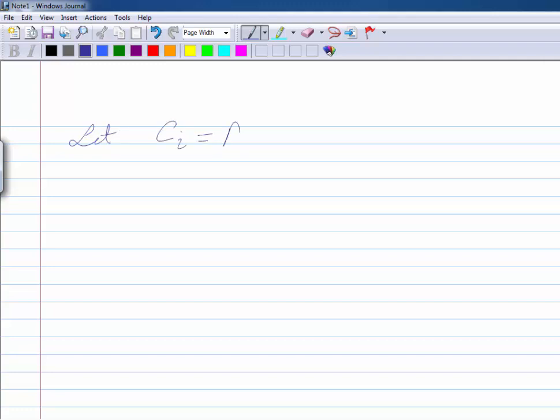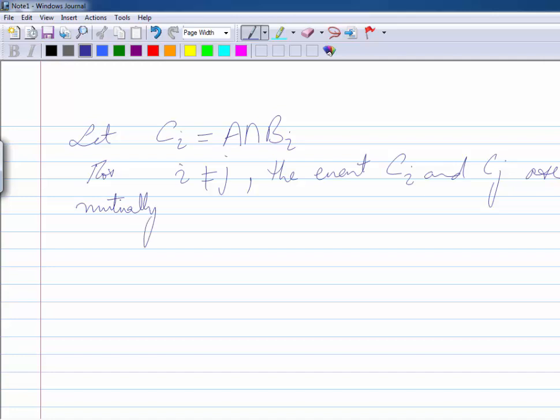So let Ci be equal to A intersection Bi, okay. So for all i not equal to j, the events Ci and Cj are mutually exclusive. And A is actually equal to the combination of C1 union C2 union and so on. So this is the theorem that we discussed, which is actually using the event space.